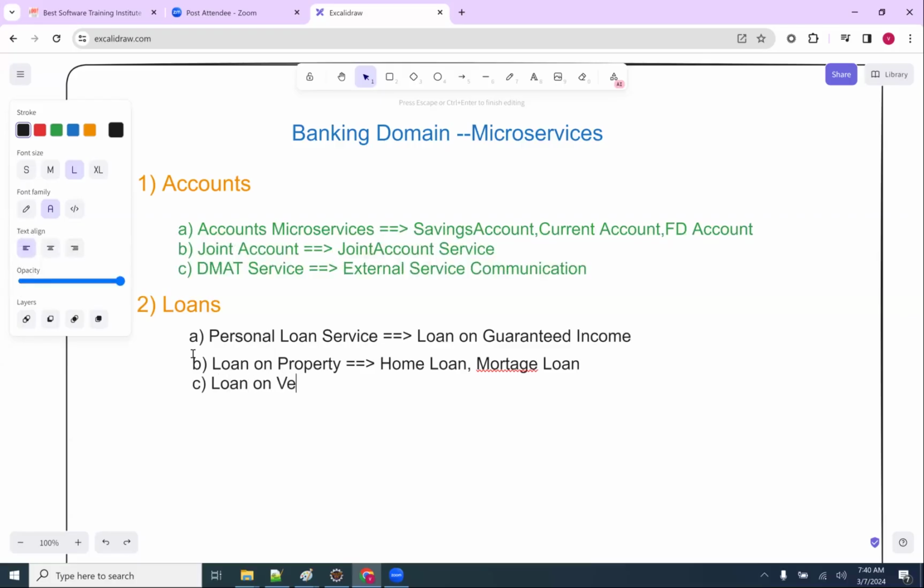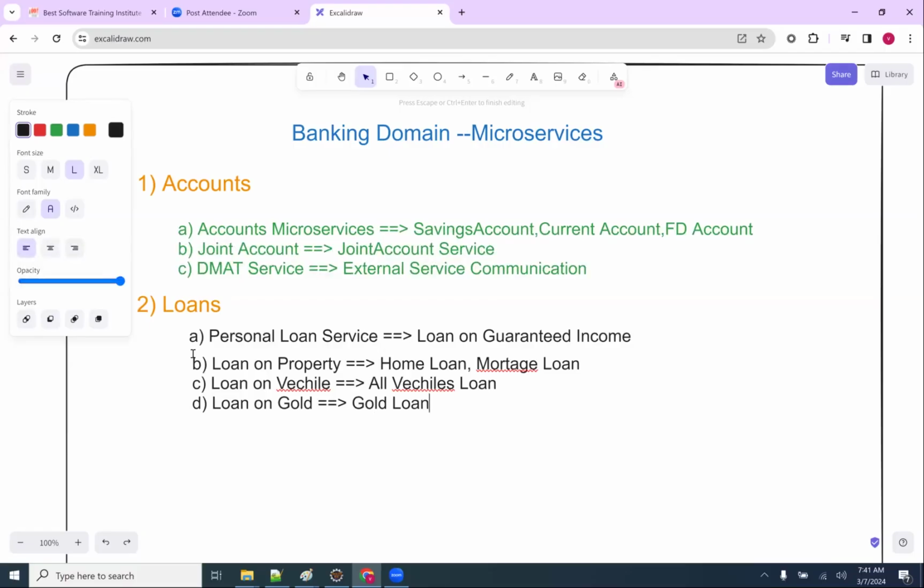Loan on vehicle. It's a separate thing, car loan, all vehicles loan. This is altogether a separate factor, right? Next, loan on gold. This is also a separate factor, no impact on others. Business functionality is different and everything is different. Okay.